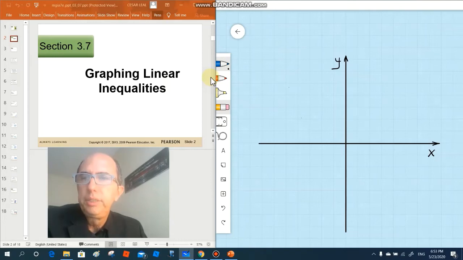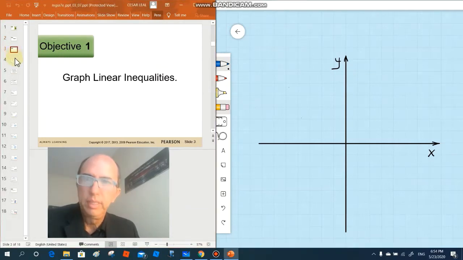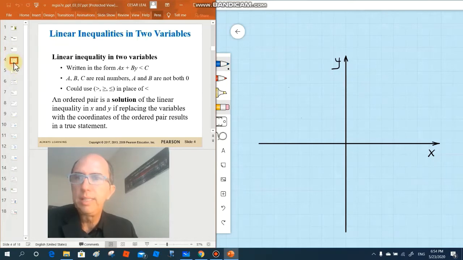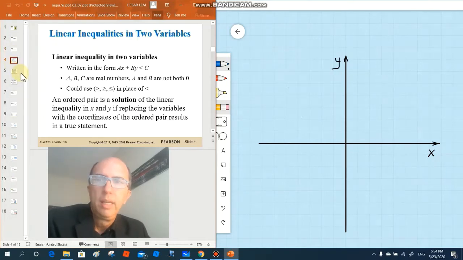Today we will see Chapter 3, Section 3.7, Graphing Linear Inequalities. And the first objective is to graph linear inequalities. We have linear inequalities in two variables. They usually have this form.